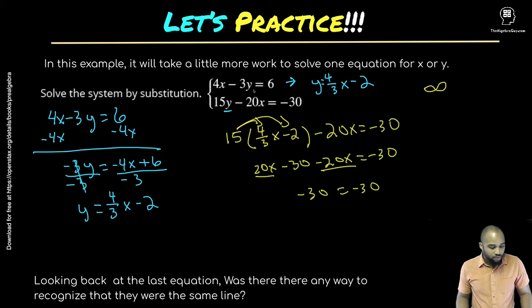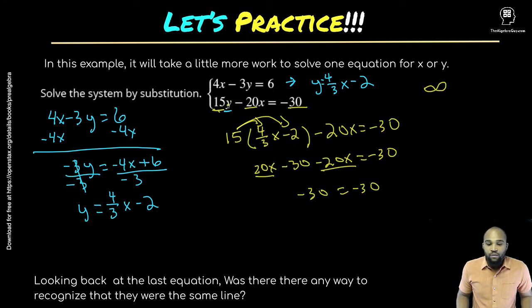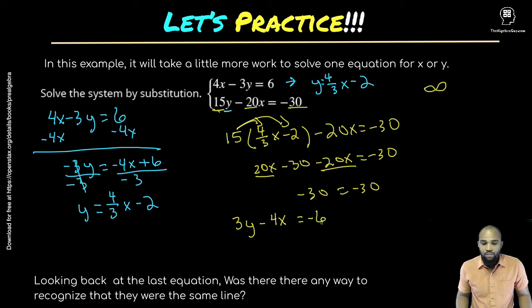So if you actually look carefully at this second equation, 15, 20, and 30, we could have factored out a common factor they all have in common. So we could have taken out a 5 out of each one of these. So let's do that. If I would have divided 5 out of 15, that would have given me a 3y. Divided 5 out of negative 20, that would give me a negative 4x. And divided 5 out of negative 30, that would give me a negative 6.